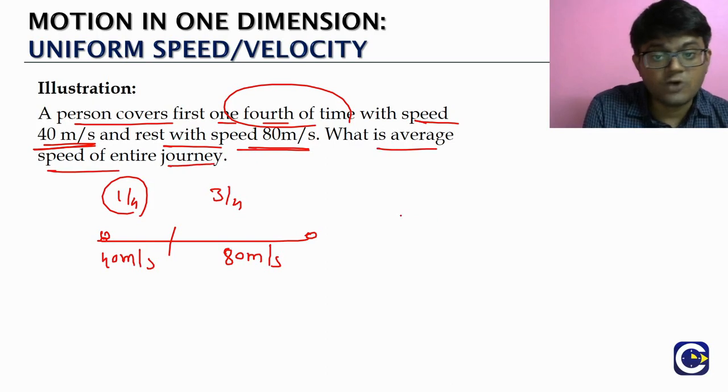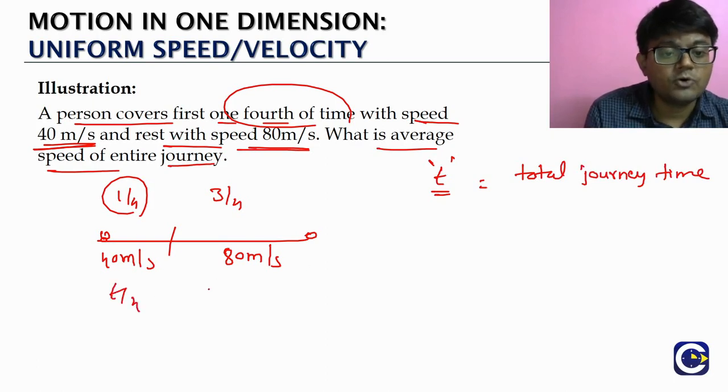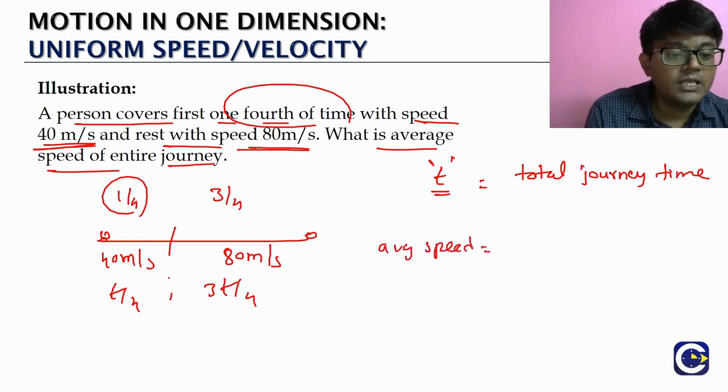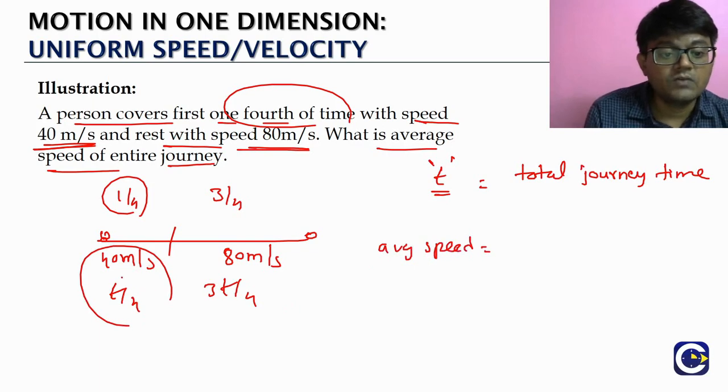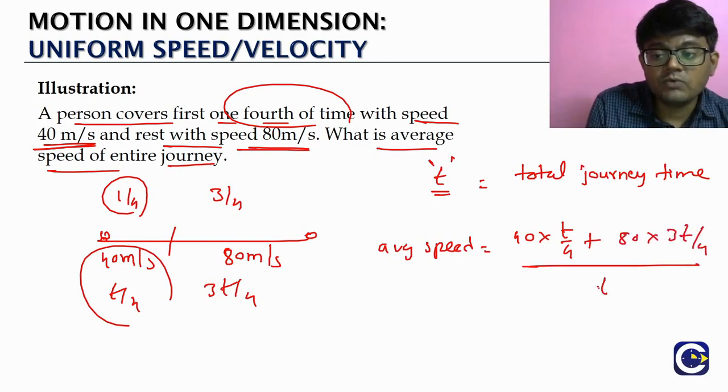We don't have a ready-made formula for this. So again, we'll go back to the basic approach. We will say T is the total journey time. Then here the time is T by 4. Here the time is 3T by 4. Now we'll go for the average speed formula. Distance in the first interval is 40 into T by 4. Distance in the second interval is 80 into 3T by 4, divided by the total time, T.